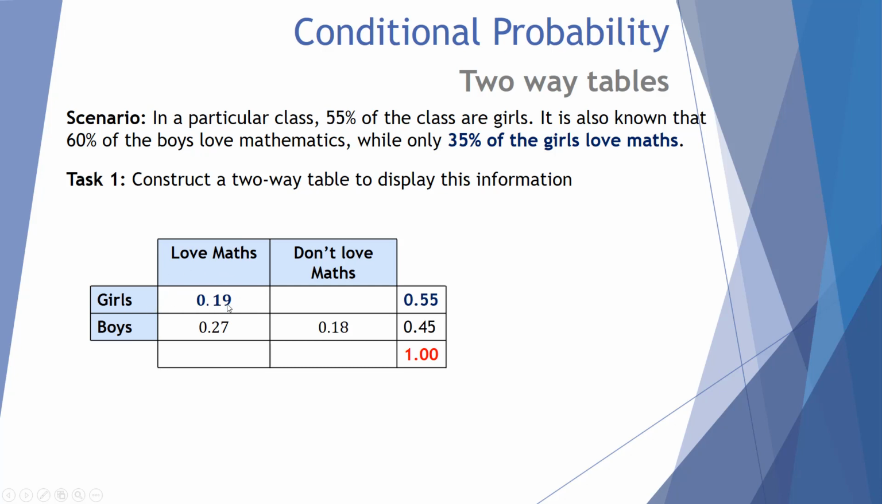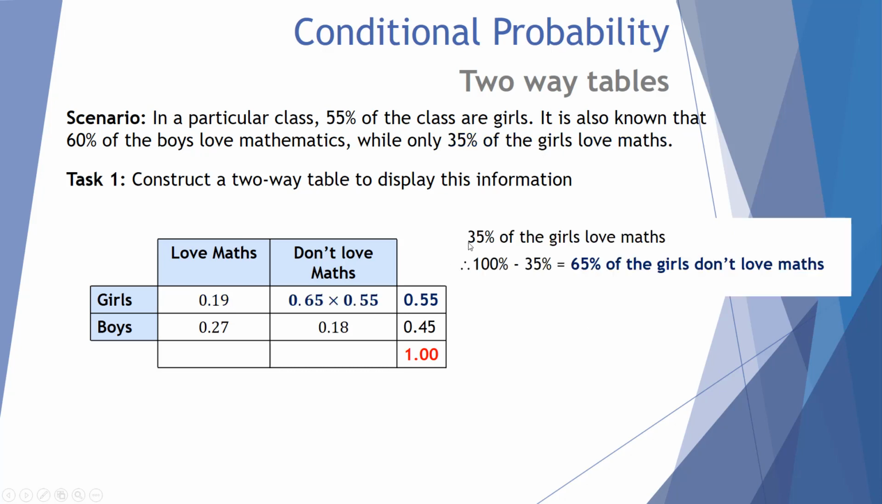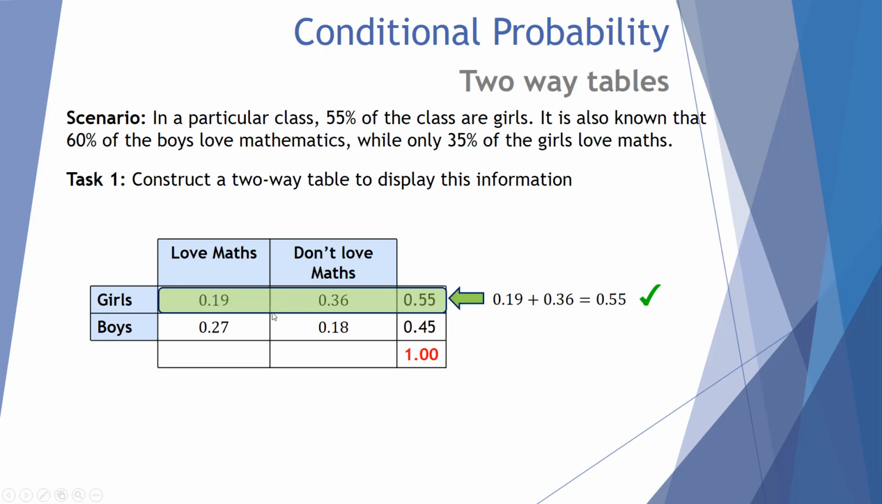As a decimal, 0.19. Of course, if 35% love mathematics, that leaves us with 65% of the girls that don't love mathematics. So 0.65 of the original 0.55 gives us 0.36, or we could say that there are 36% of the students in the class who are girls that don't love mathematics. We can check that. We can add them together. 0.19 plus 0.36 equals 0.55, and that holds true.